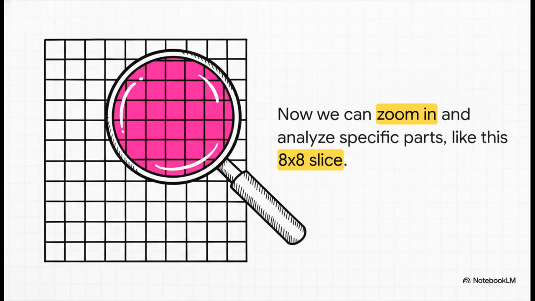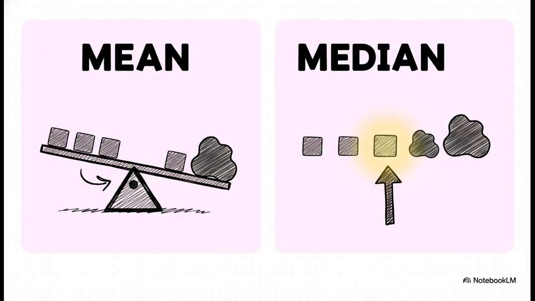And this is why that structure is so important. Because now that it's in a grid, we can start to zoom in. We can literally grab a specific slice of it. You see this 8x8 square here? And just analyze that one little piece of the puzzle. It's way more manageable.